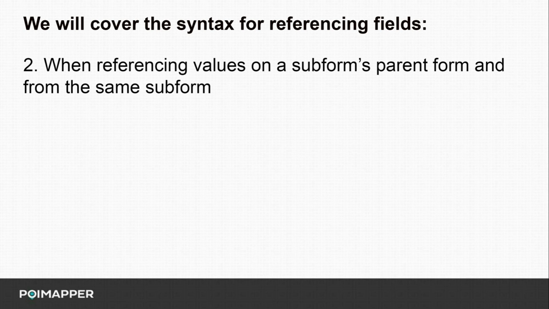To reference fields that are on the parent form on a subform, we will use the syntax underscore parent dot field reference, where parent refers to the parent form and the field reference is the field on the parent form. To reference fields that are on the same subform, we will use the syntax underscore field reference, where field reference is the field on the subform.